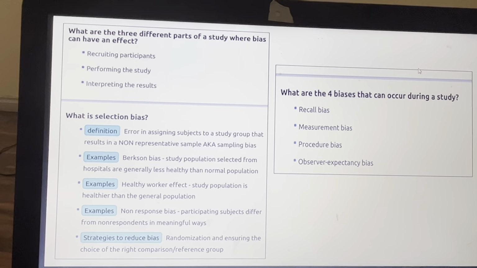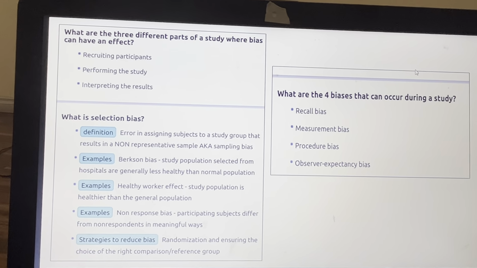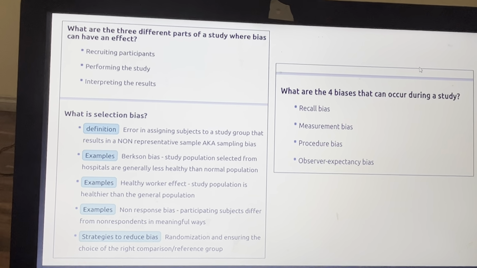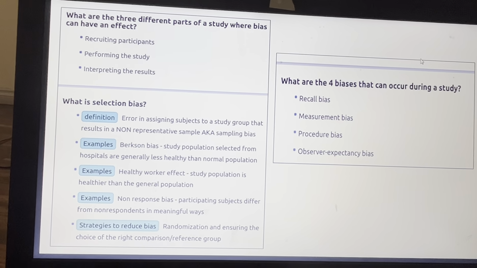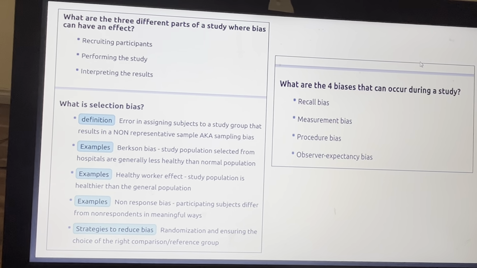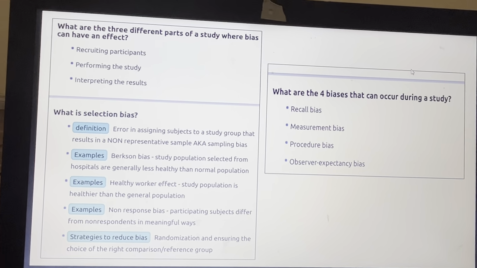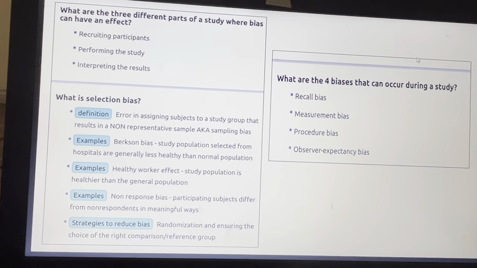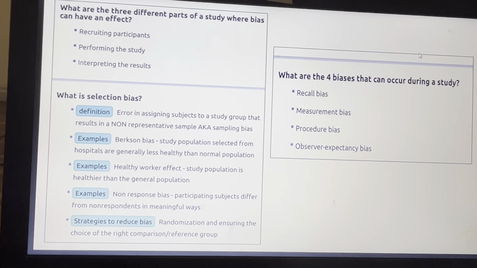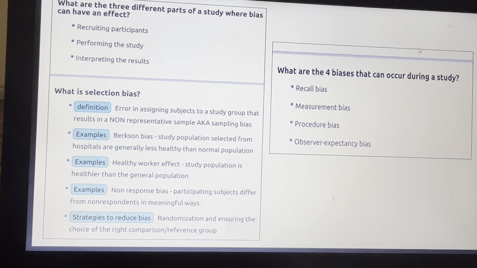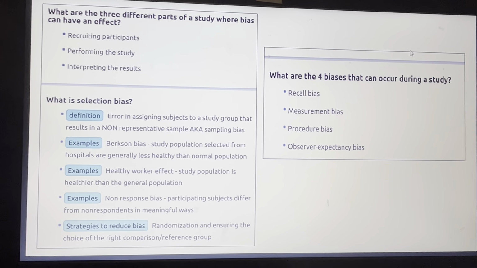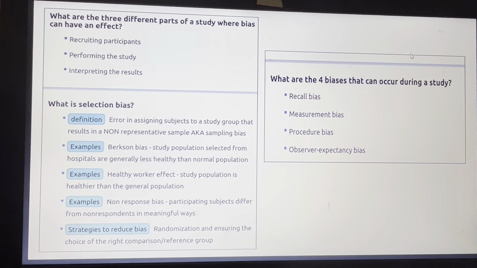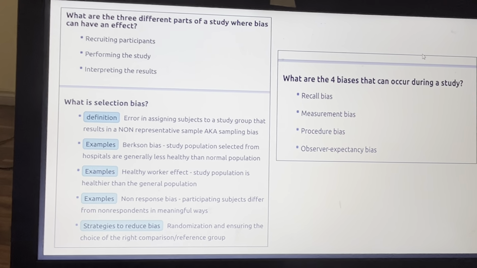Then we have Berkson bias. In Berkson bias, the study population is selected from hospitals. So remember, in hospital they're already less healthy than the normal population. So that is Berkson. Remember Berkson, hospitals. Then healthy worker effect: the study population is healthier than the general population. Then we have non-response bias: participating subjects differ from non-respondents in meaningful ways.